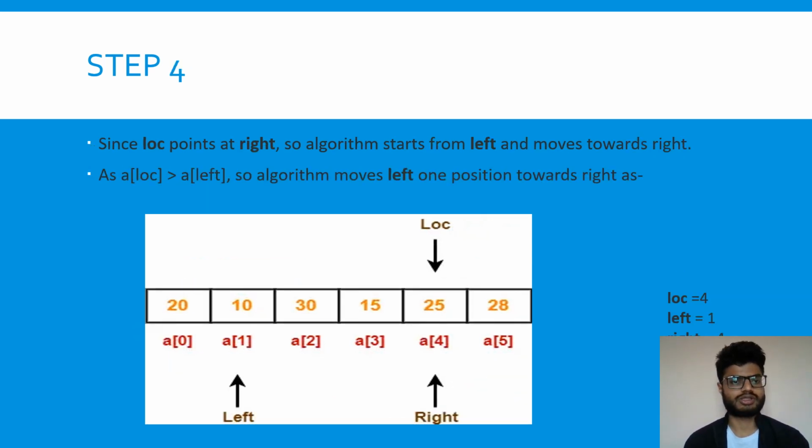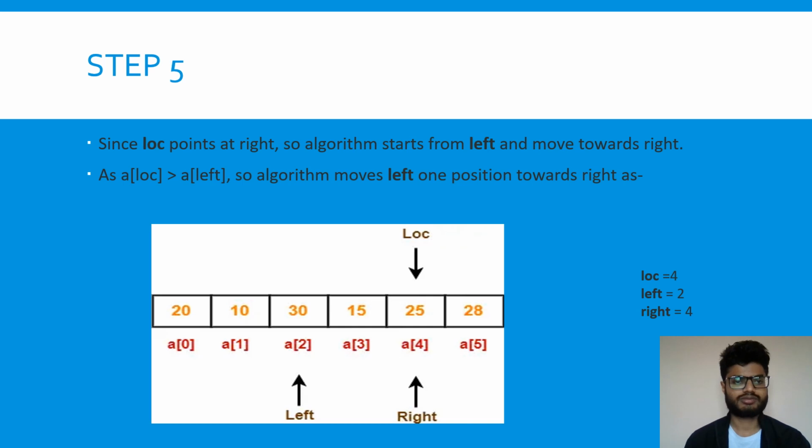Again, when we go to step 4, we can see the location points to the right, and so the algorithm starts from the left. As I told you, where the location is, we will start from the opposite: if it is left, we start from right, and if it is right, we start from left. So the algorithm starts from left, and A of location is greater than A of left. So the algorithm moves left one position to the right. So we are moving the left variable one position to the right, and we are updating the values: location at 4, left at 1, and right at 4.